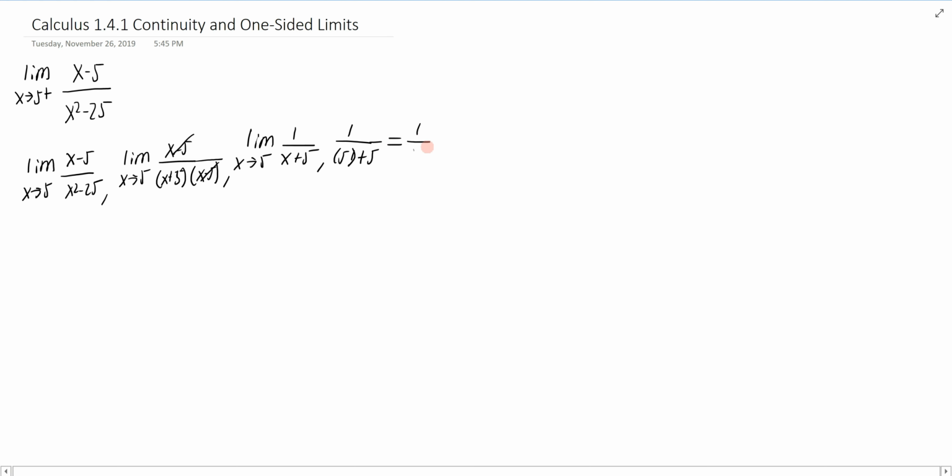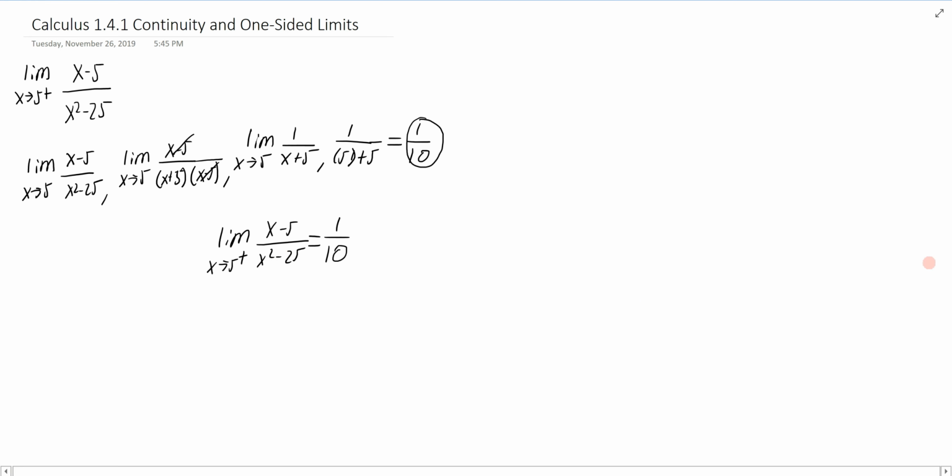So if we're writing this out, we can say that the limit as x goes to 5 from the right of x minus 5 over x squared minus 25 is in fact equal to 1 over 10. So as you can see here, the techniques and fundamentals that we learned to evaluate limits in our last section can still be applied to this section.